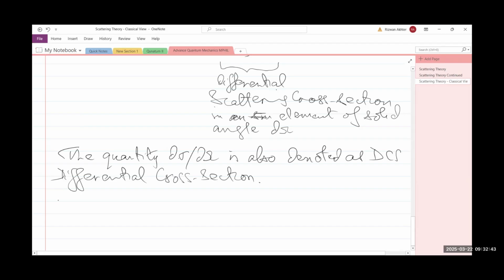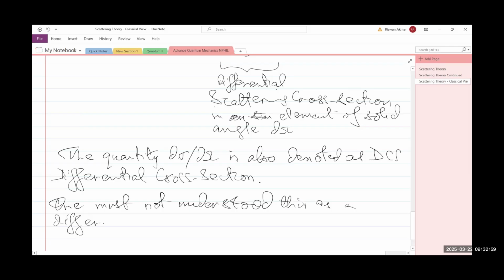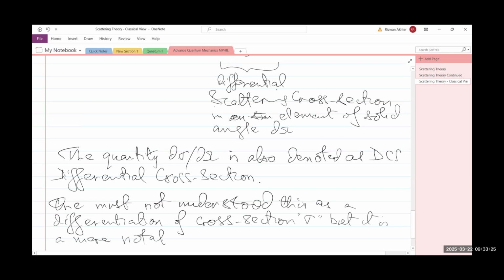So one must not understand this as a differentiation of cross section sigma, but it is a mere notation. That is d sigma upon d omega. It is a sort of a notation.